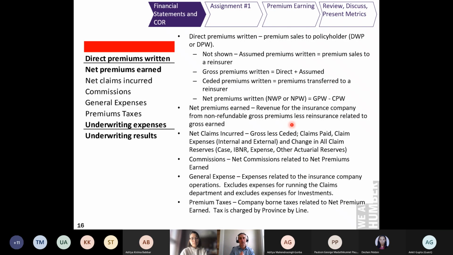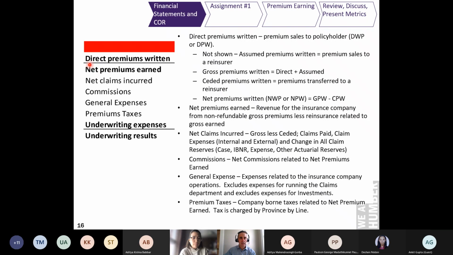Some people compare it to a magazine subscription. Even though you buy a 1 year subscription, every month you get that magazine. So that's 1 month of the earned premium coming in that the insurance company is allowed to record as its revenue. I have some illustrations next week to go into this idea of earned premium over the term of the policy. So when we look at sales, direct premiums written.